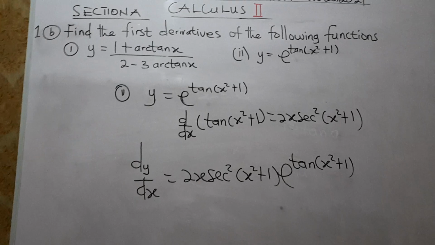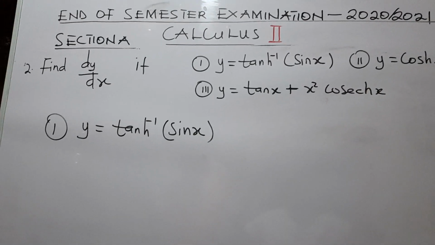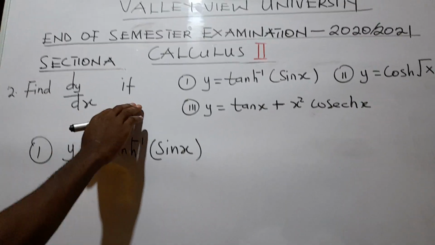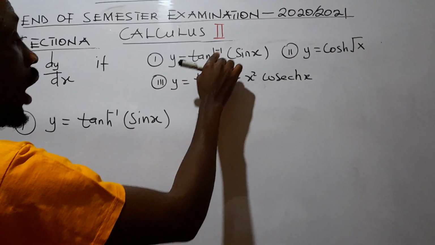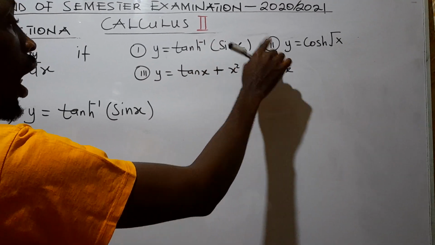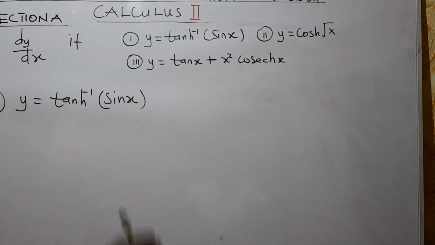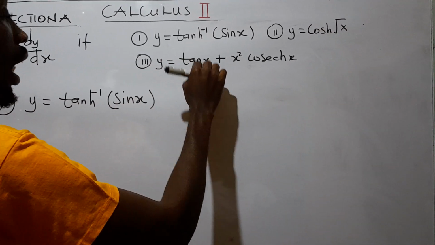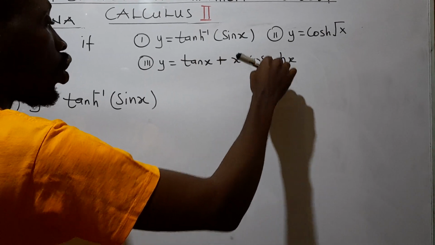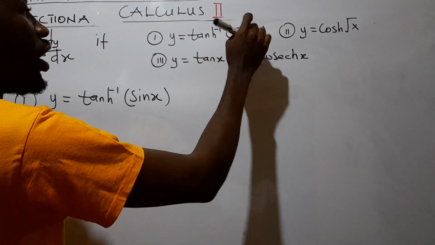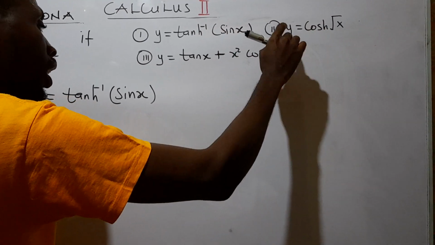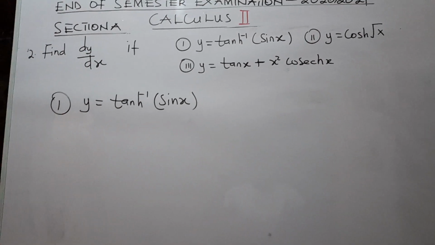We'll go to question 2. So this is the second question. They say we should find dy over dx if y is equal to tan inverse of sin x, y is equal to cos the square root of x, then y is equal to tan x plus sec squared cosec x. This is 7 marks, and this is 6 marks. So how do we do that?